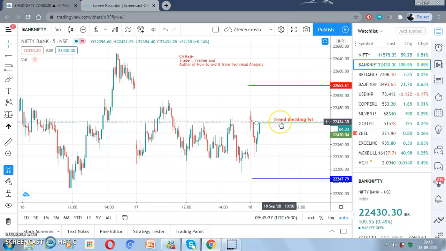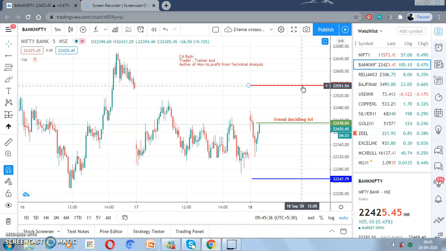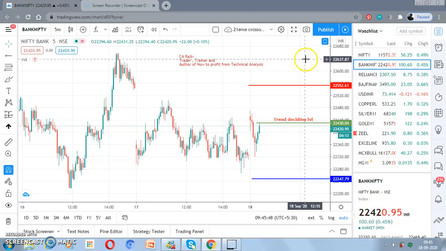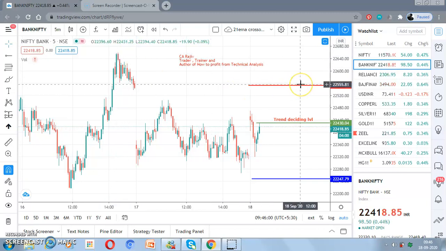If the prices go beyond that and stay, then you will target 22,550. Please note this is a resistance, and if this is broken on the upside, we will target another 150 points on the upside, nearer to this previous high here. So it is 22,655. That will be the second level once the first level is taken care of.